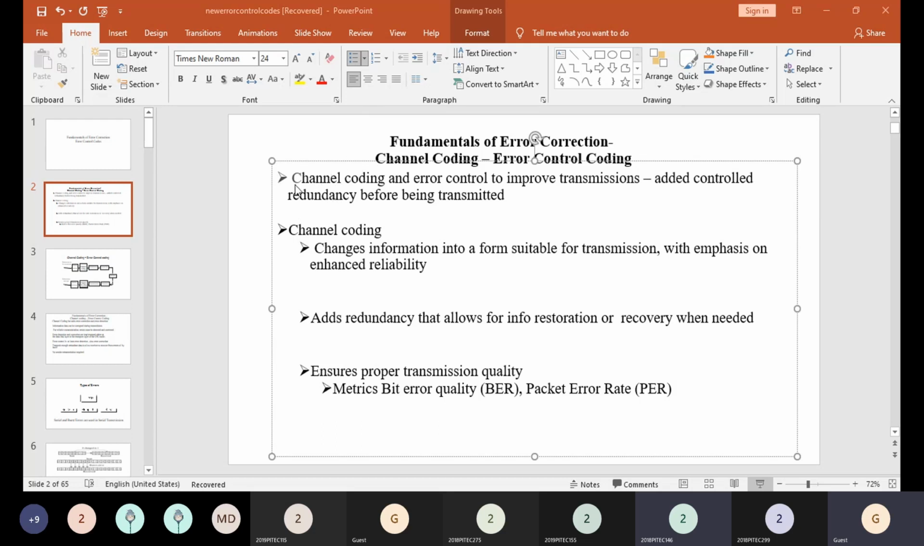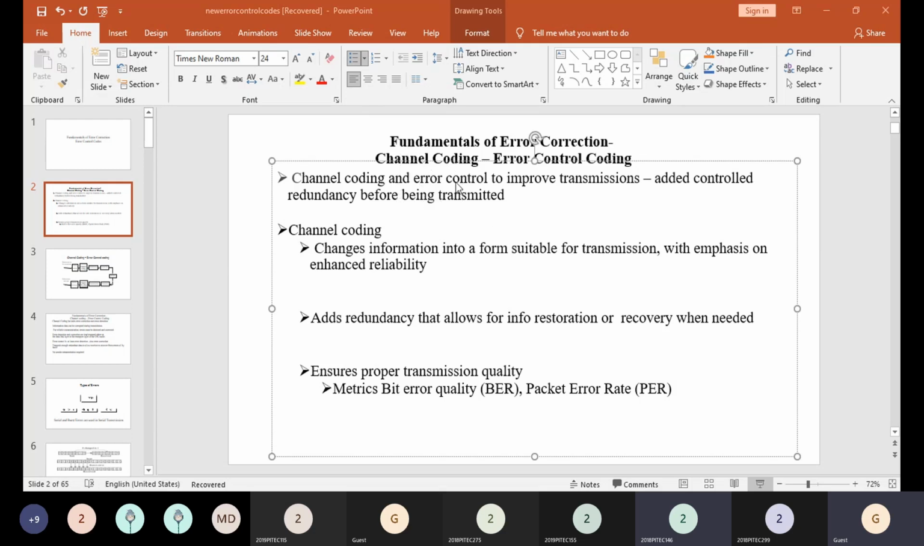So whereby you can use Huffman coding or Shannon-Fano coding. And the topic of discussion for today is channel coding. Channel coding is nothing but going in for controlled redundancy. So error control coding, mainly you'll be having error detection and error correction.